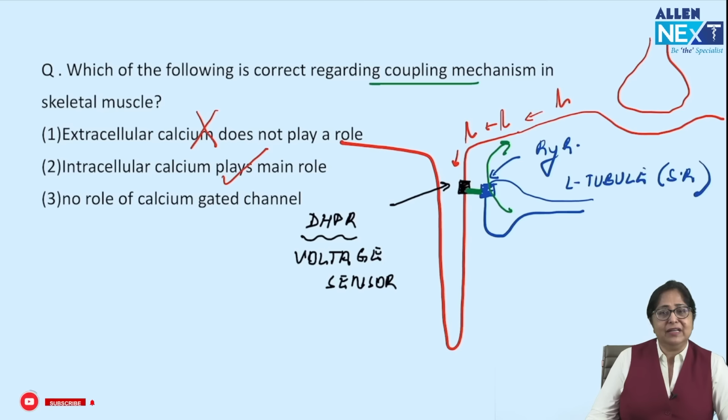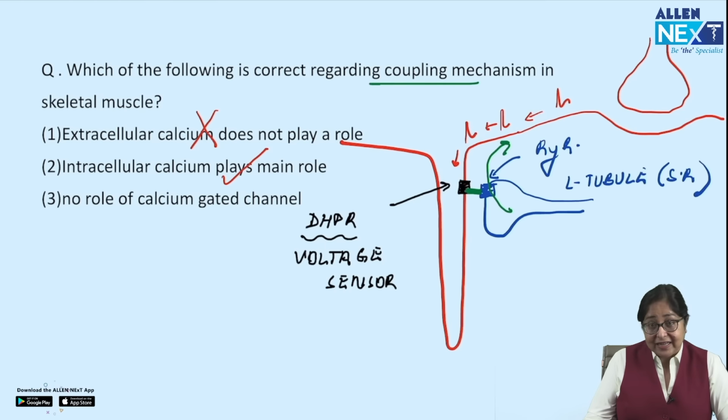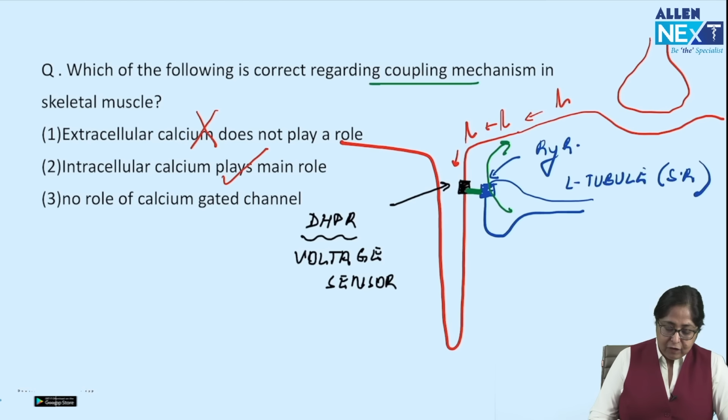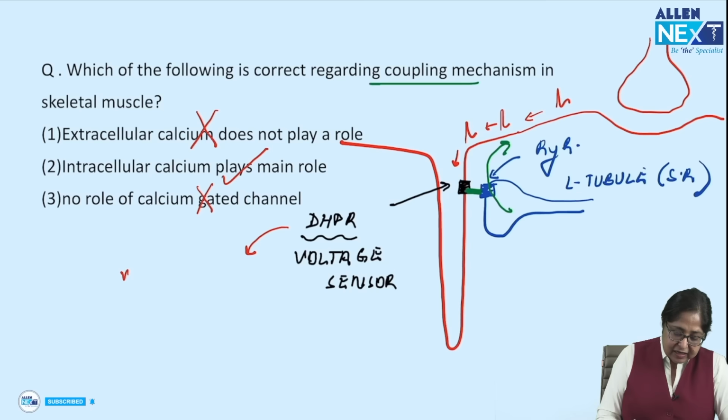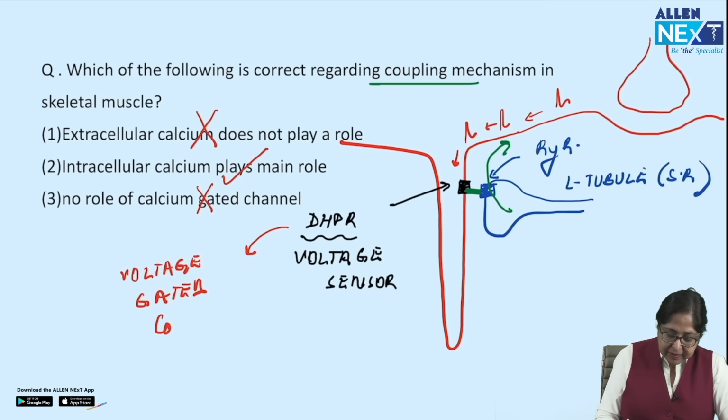The dihydropyridine receptor is a voltage-gated calcium channel in the cardiac muscle, but not in the skeletal muscle. The dihydropyridine receptor is a voltage sensor. In the cardiac muscle, it is a voltage-gated calcium channel. Since the question says skeletal muscle, my answer here becomes B.